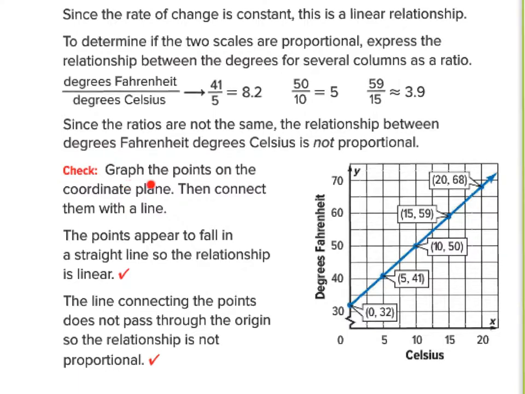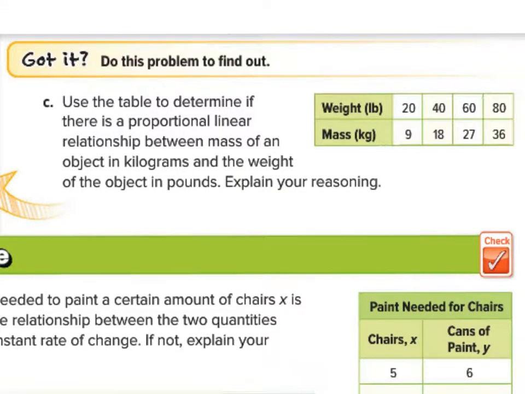So let's check. Graph the points on the coordinate plane, then connect them with a line. The points appear to fall in a straight line, and so the relationship is linear. The line connecting the points does not pass through the origin, so the relationship is not proportional. So you see here, it has to go through the origin. If it does not go through the origin, then we have to say it's not a proportional relationship. It is linear. We definitely get a straight line. It's a constant rate of change, but it's not proportional. You can see that 0 Celsius is not 0 Fahrenheit. It's 32 Fahrenheit.